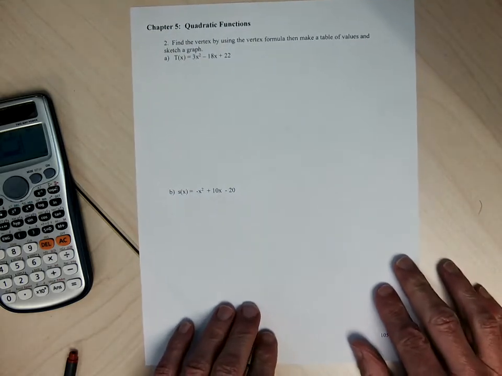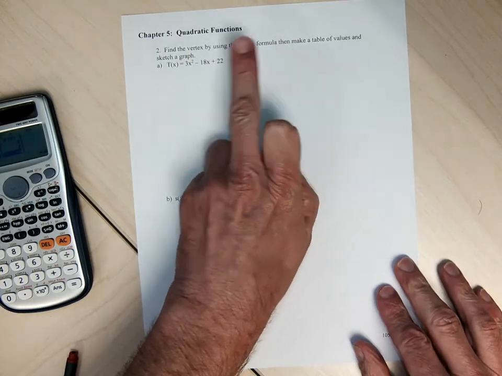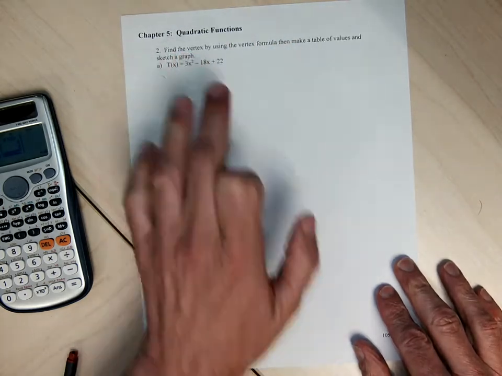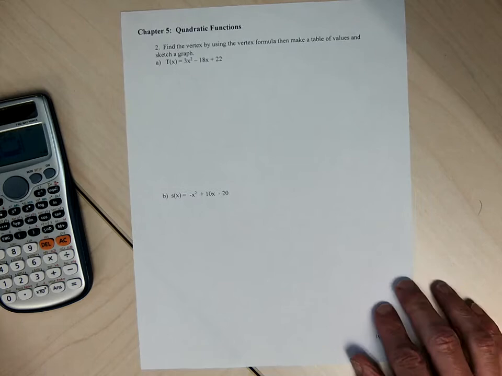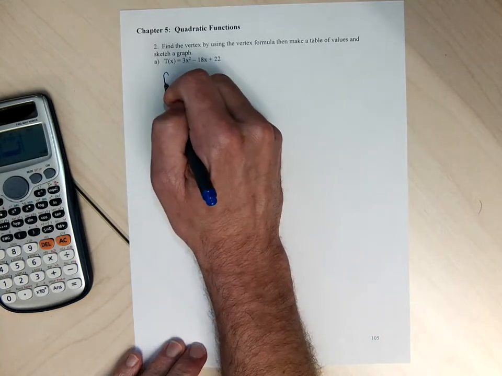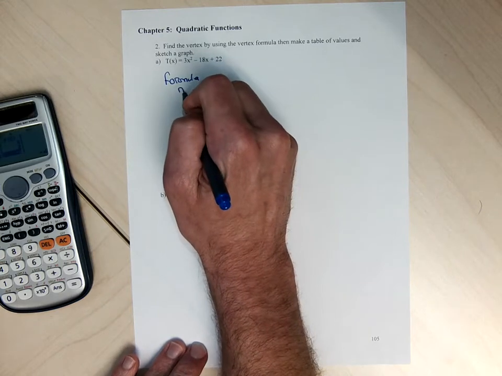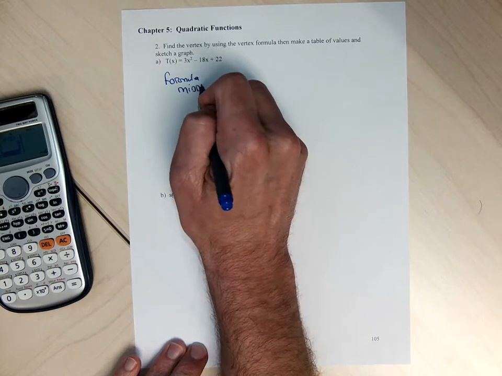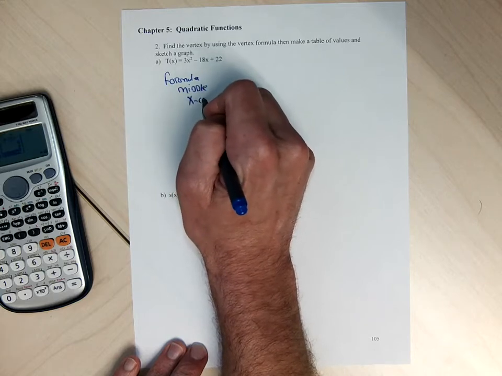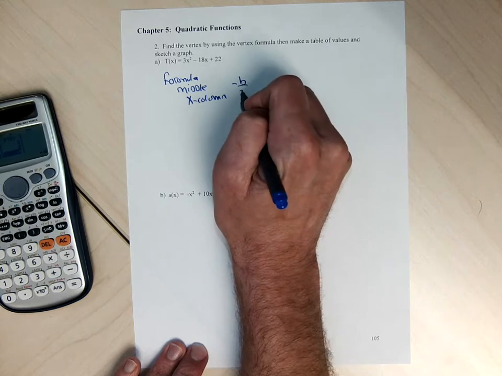The next two problems want me to use the formula to get the starting part of my table, make a table of values, and sketch a graph and find the vertex, but doesn't ask for anything more. There's no maximums or mins on the test. So the formula for the middle of my x column in my table is going to be negative b over 2a.